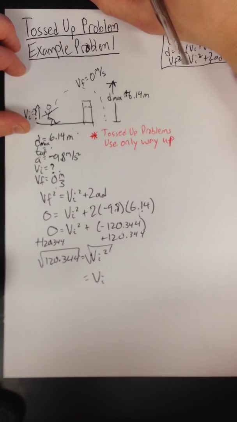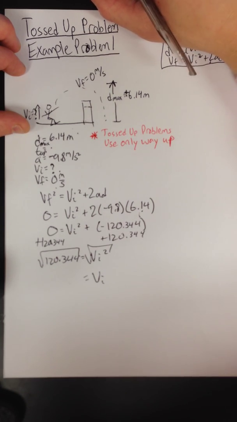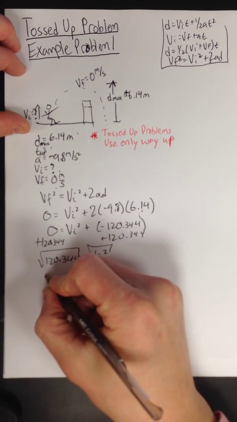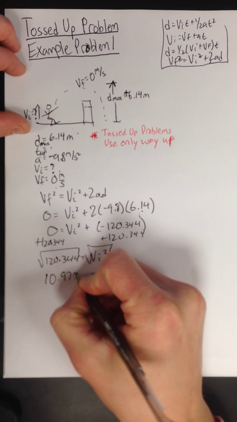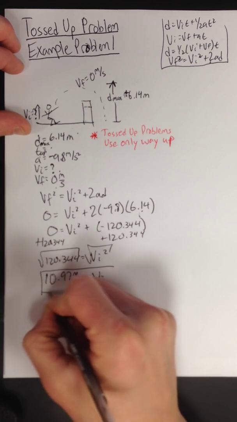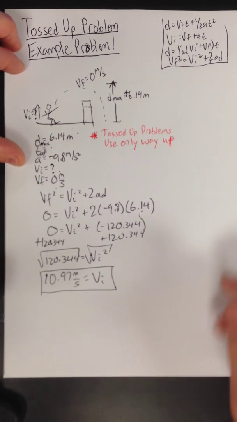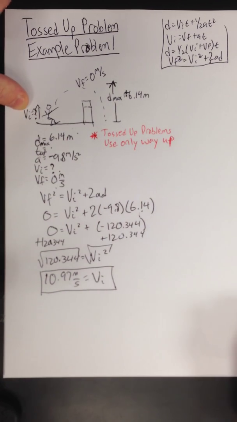So do that on your calculator. 120.344 square root. Get about 10.97 meters per second. He leaves the ground with that velocity, right? Remember, always use the way up for all your variables.